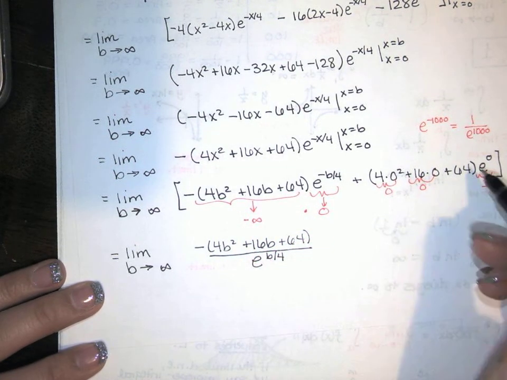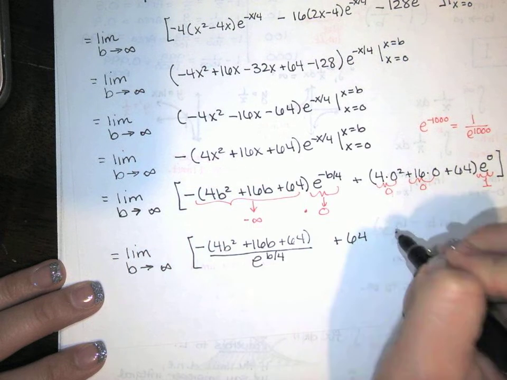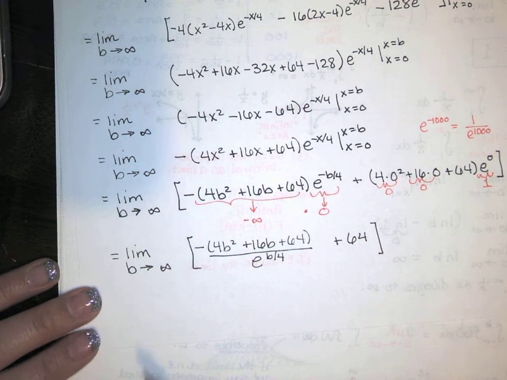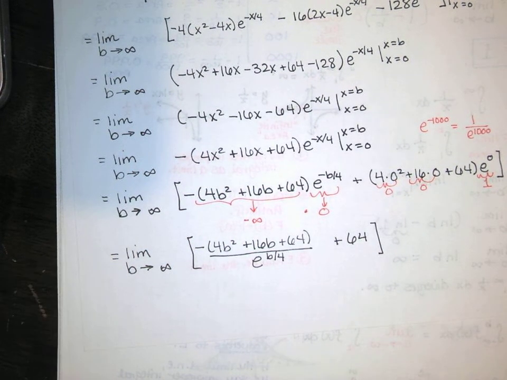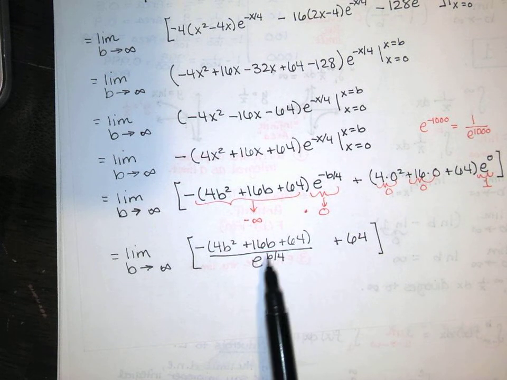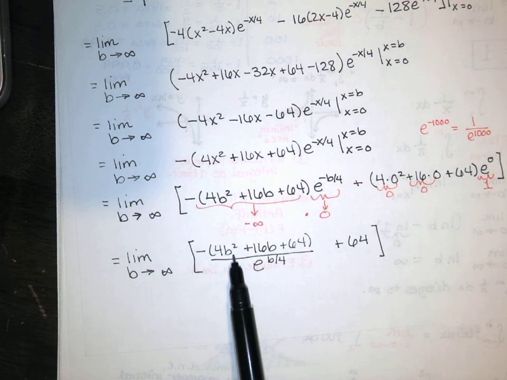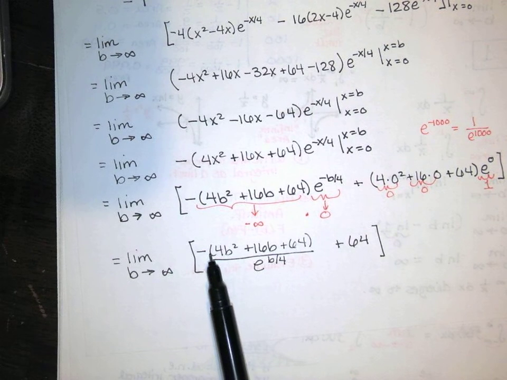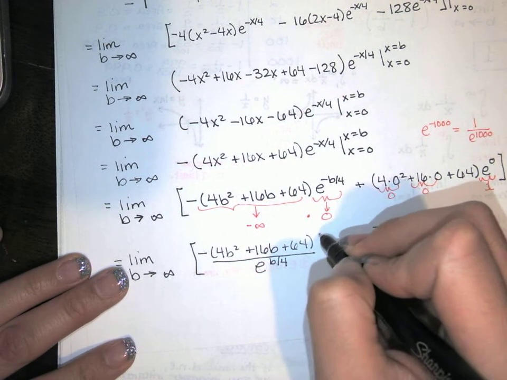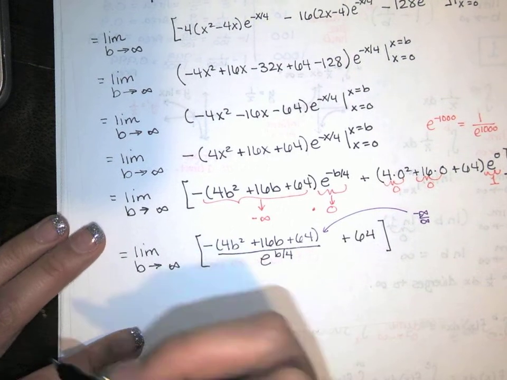And over here I just have a plus 64. All right. Is it infinity over infinity indeterminate form now? Well, it sure is. E to a large power is a large number, and then 4b squared, that's still a large number, times -1, so I have a negative infinity over infinity indeterminate form here. So I can apply L'Hopital's rule. That's nice.